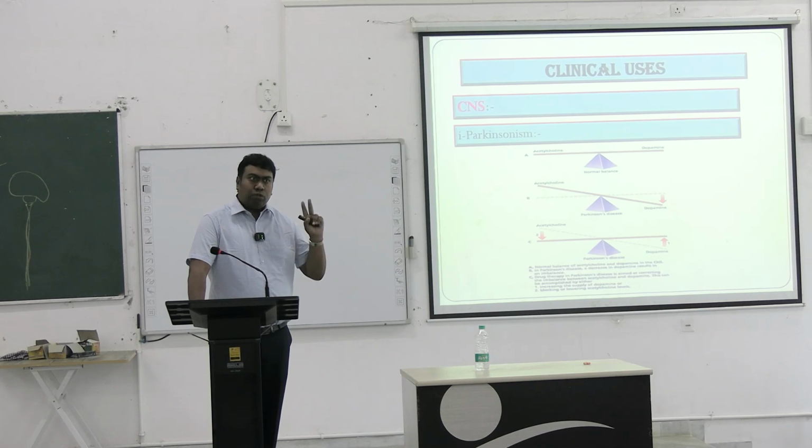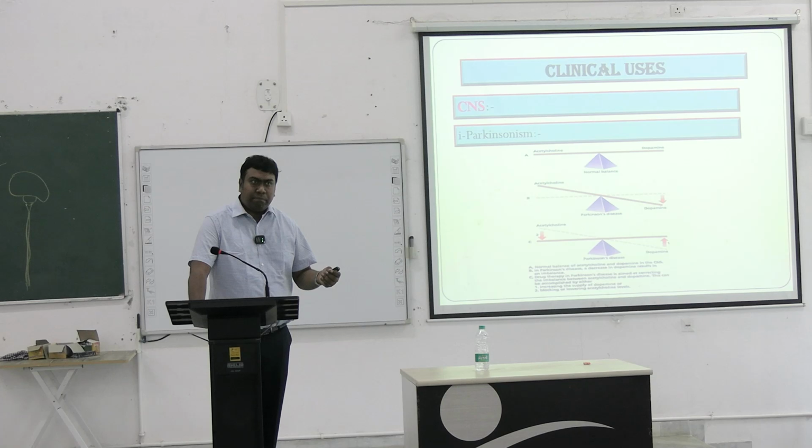Clear? So the clinical uses of anticholinergic drugs in the CNS: most commonly they are used in motion sickness. The drug is hyoscine. The route is commonly transdermal nowadays, though there is an oral drug also. And the second one is Parkinsonism.